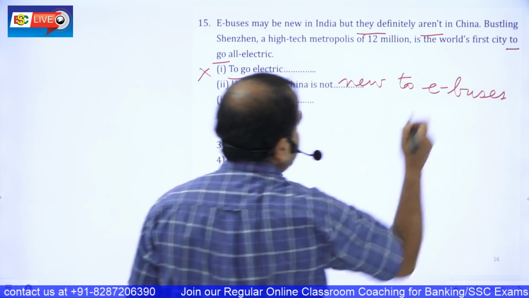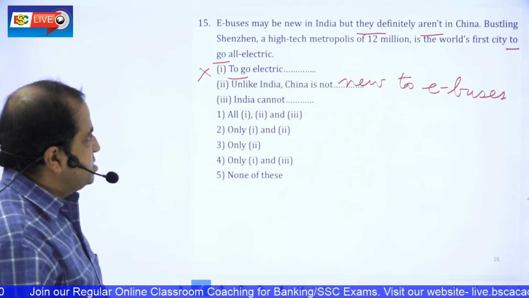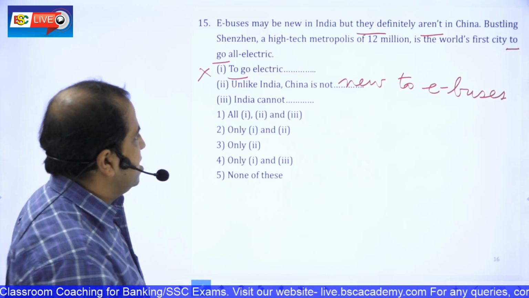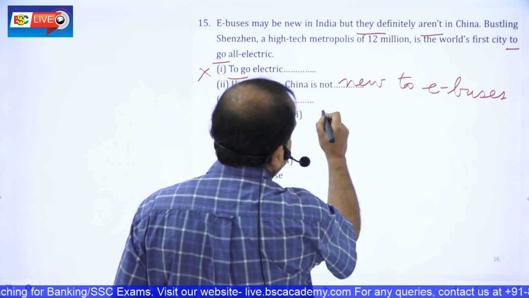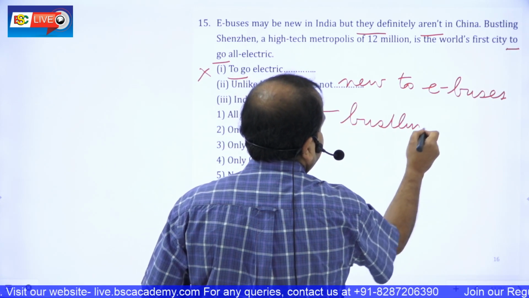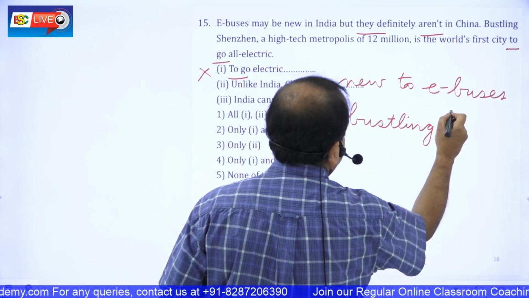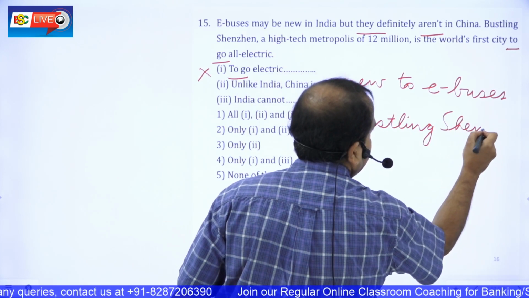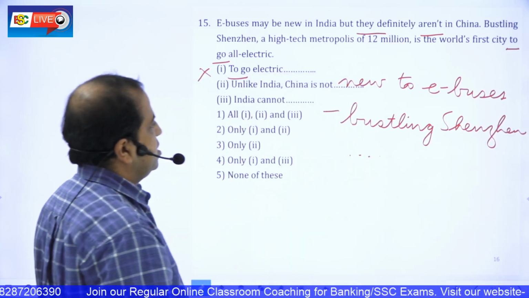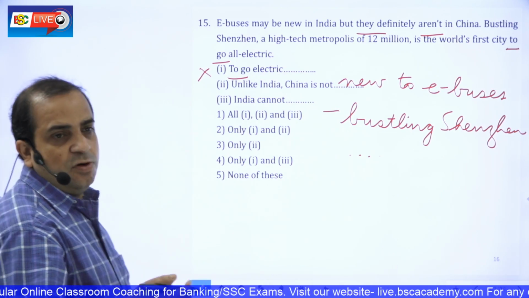पहले सेंटेंस को हम इस तरह से लिख सकते हैं, e-buses may be new in India but they definitely aren't in China. इसको हम कह सकते हैं, unlike India, China is not new to e-buses. And then explain the whole thing. Bustling Shenzhen, तो एक डैश दे दें और then say the second sentence, bustling Shenzhen, and the whole sentence. A high-tech metropolis of 12 million is the world's first city to go all electric.